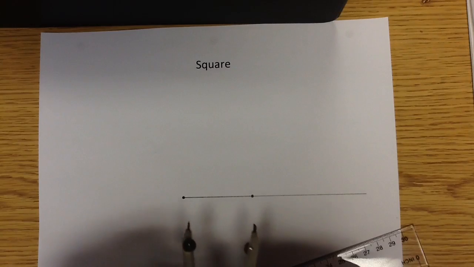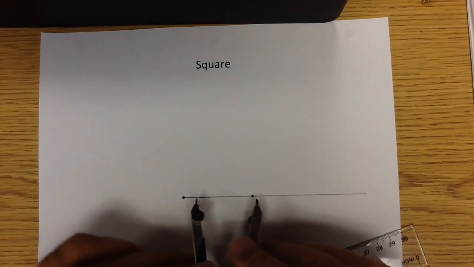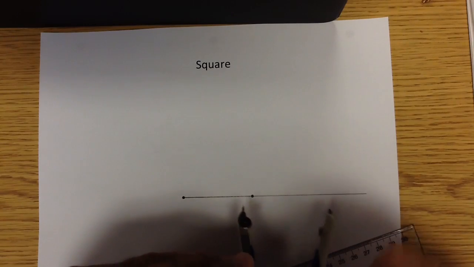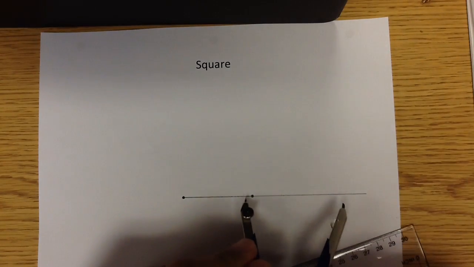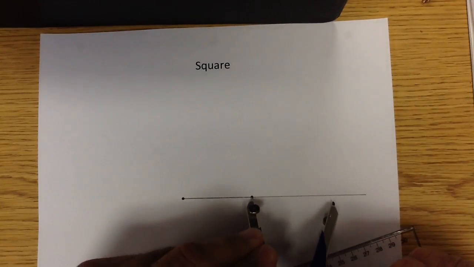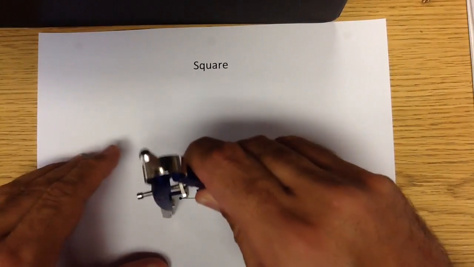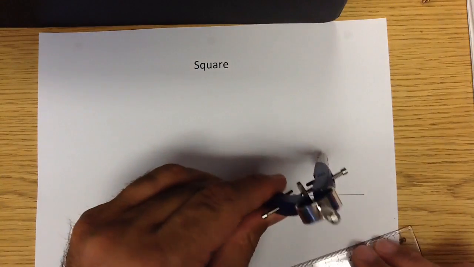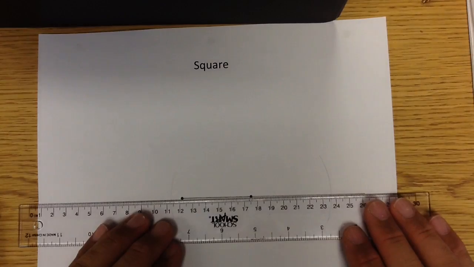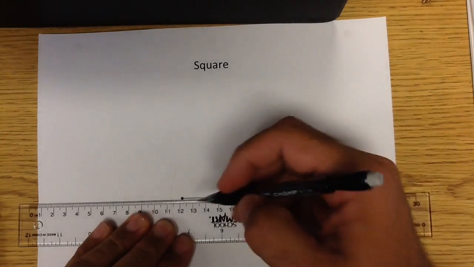After that I'm going to do what we call the perpendicular bisector. You can watch the other video for the perpendicular bisector, or you could actually just do it from here. But I'm going to poke the center point that I just made. I'm going to make two arcs, and notice when I make these two arcs I probably have to extend my line again. So I'm going to extend this a little bit longer.